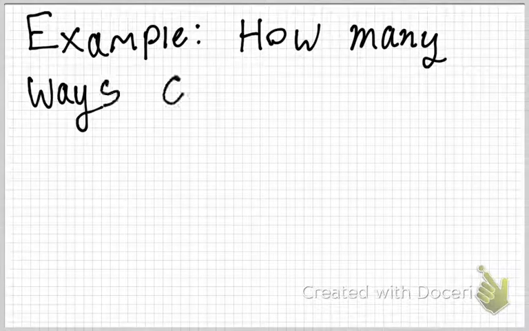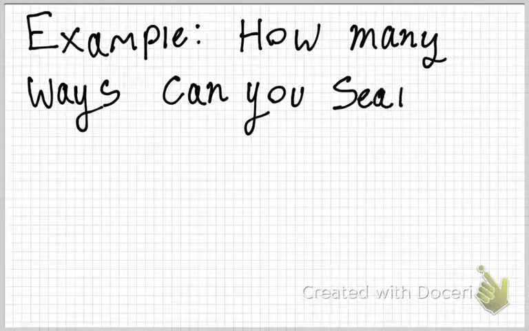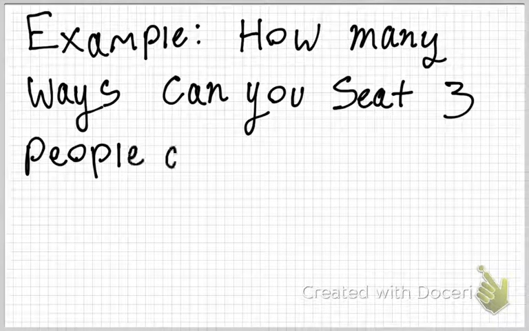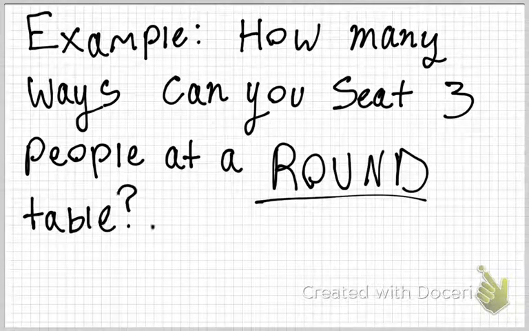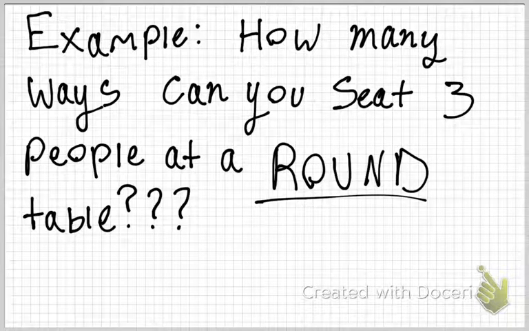How many ways can you seat 3 people at a round table? How many different ways can you seat 3 people at a round table? A round table is a circular structure. Okay. All right. So let's go.